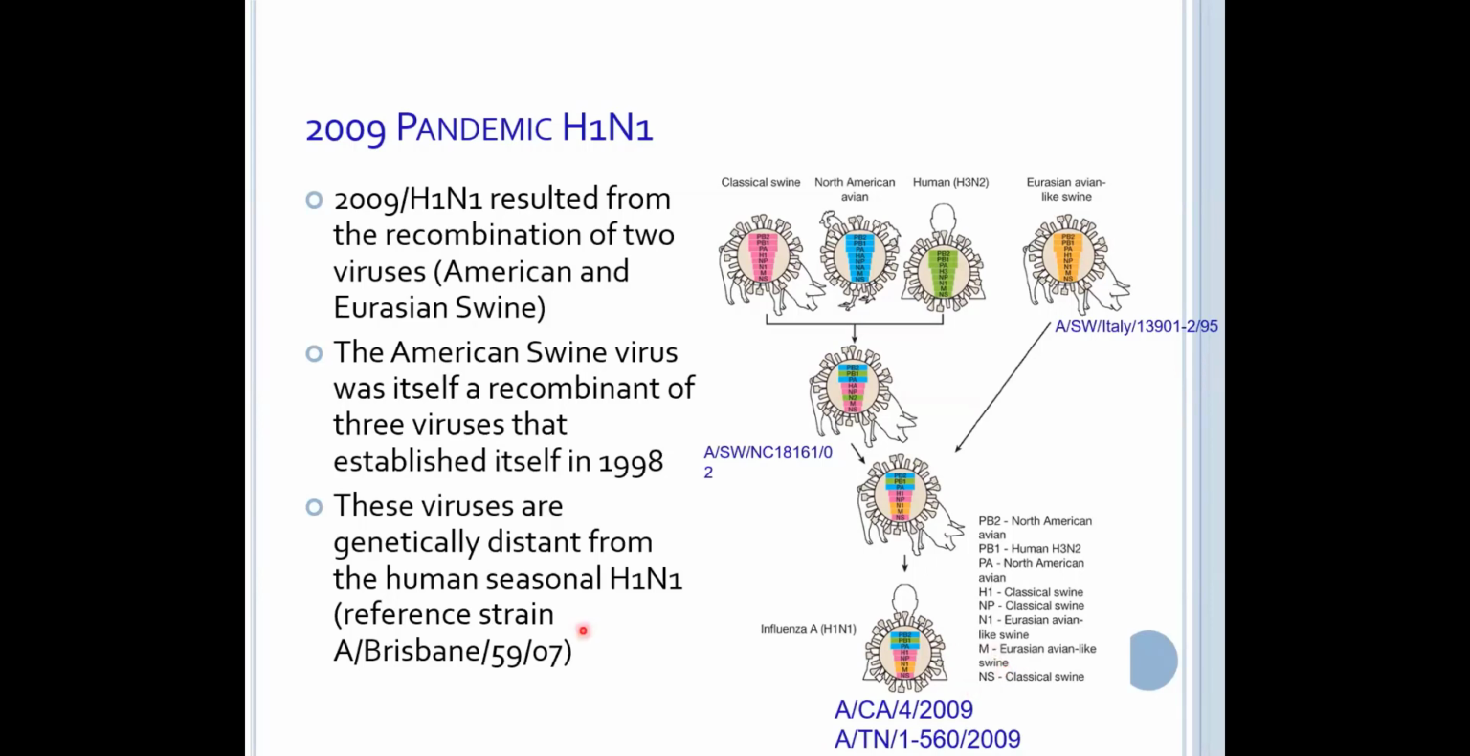And why were they so much more fit than the currently circulating seasonal H1, which is represented here by this strain? And so this is the flu nomenclature, whether it's an A or B influenza virus. If it's human, the city that it was isolated from, the number of the isolate in that particular year, and then the year. So this is a 2007 virus. It's the 59th isolate in the city of Brisbane in Australia, and it was an A strain. And then if it's an animal, the animal appears in the second spot instead of the place.